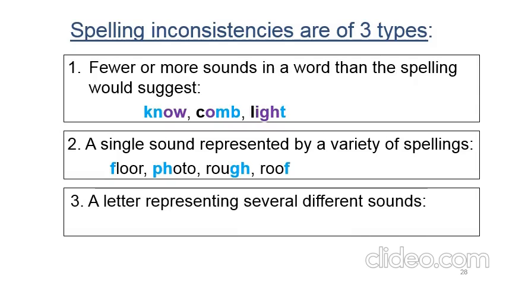The opposite is also true. A letter representing several different sounds, for example, cat and city. So the letter C is k in cat and s in city. This is also the same for vowels. We have bus and busy. So in bus, the vowel is a. In busy, the vowel is I.